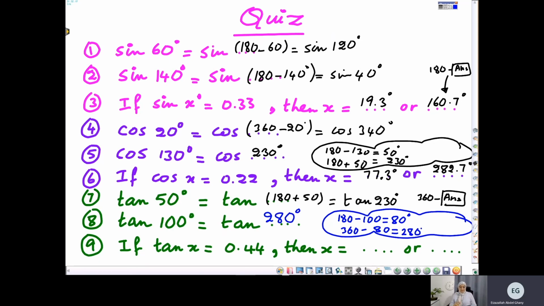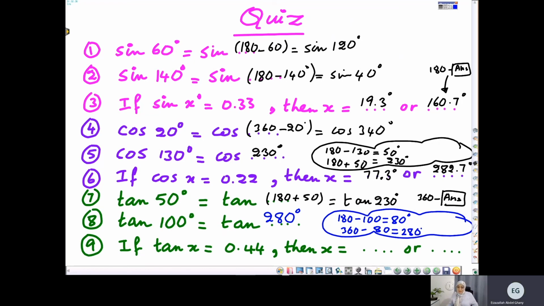How to check? Let's click. Tan 100 is how much? Negative. Yes, it's negative. It's below the x-axis. Negative 5.67. And tan 280 is, yes, the same, negative 5.67.